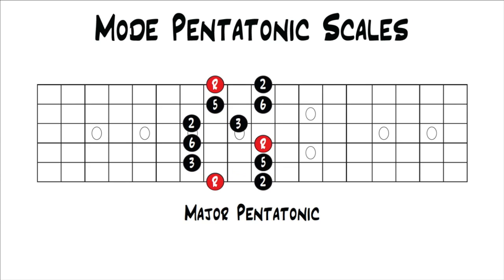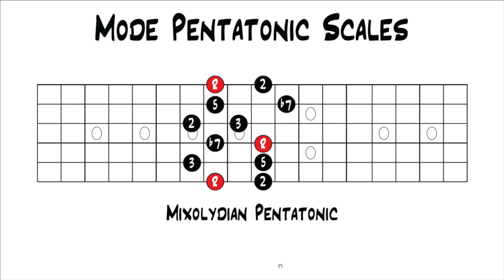Your next mode is Mixolydian. So a way you can make a Mixolydian mode pentatonic is to start with the major pentatonic, take your 6, move it up half a step to the flat 7, and then you'd have a Mixolydian pentatonic, which is root, 2, 3, 5, flat 7. So you have that major triad with that flat 7, which Mixolydian is the only one that has. So again, you just end up with a pentatonic scale, 5 notes, but you've created the Mixolydian sound.